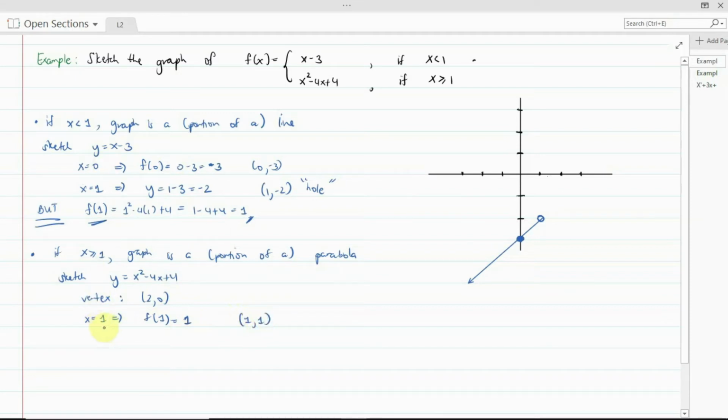And let's find another point. Ano yung x na pipiliin natin? Tingin tayo sa ating condition, no? This holds only if x is greater than or equal to 1. So, kuha tayo ng mas malaki kay 1, say 3.